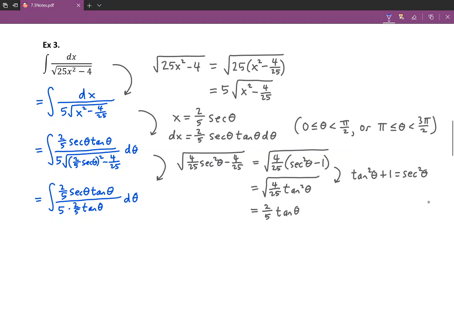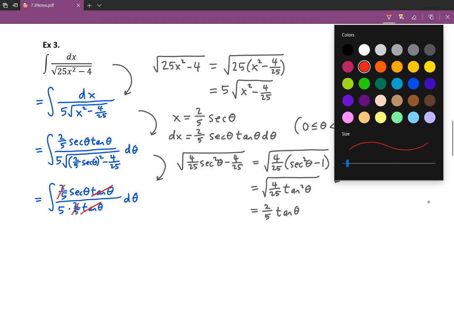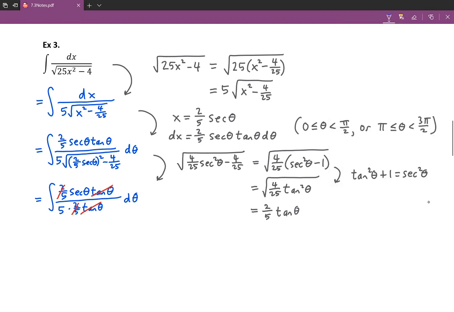So now we have the integral of 2/5 secant theta tangent theta over 5 times 2/5 tangent theta d theta. And things are going to start canceling like crazy. I'll do a bright red. So the 2/5 and the 2/5 can cancel. A tangent and a tangent can cancel. And we're left with a secant theta on the top and a 5 on the bottom.